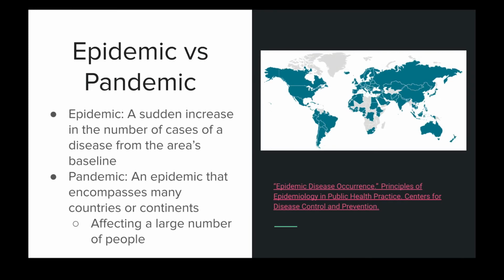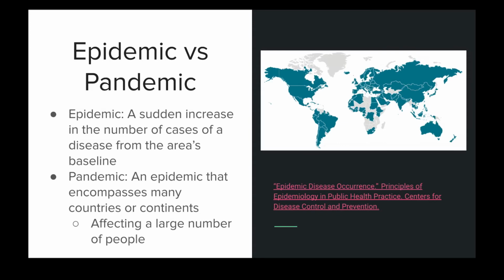A pandemic is an epidemic that encompasses many countries or continents. So just think of an epidemic at a larger scale. And this affects a lot of people, so a larger scale of people around the world, actually.